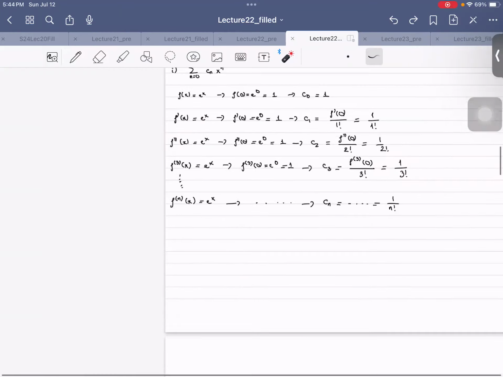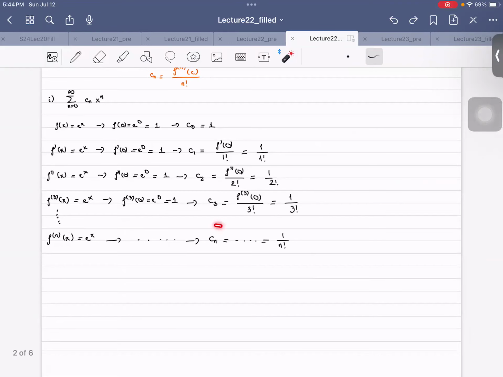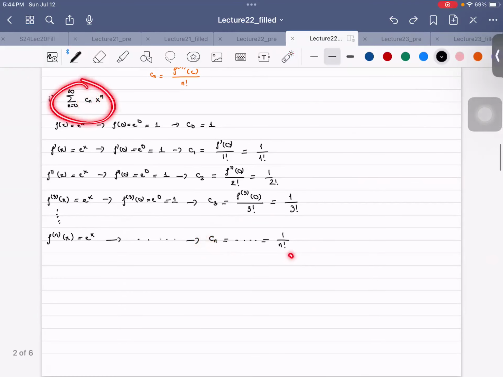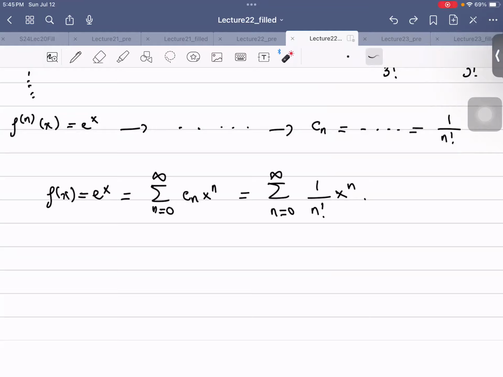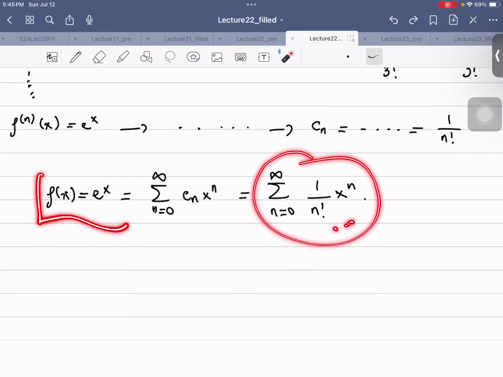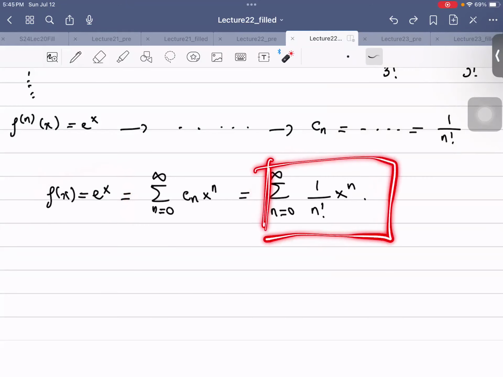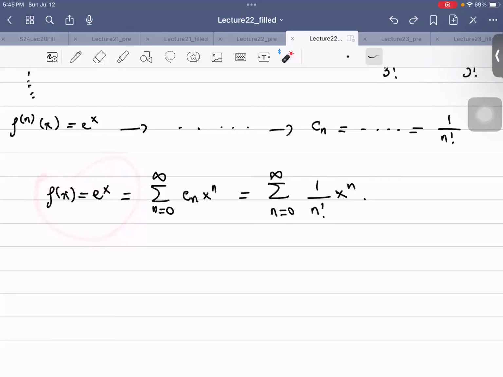So over here, you have figured out the pattern for Cn. And once you know Cn, you can write down your power series. So the function e to the x can be rewritten as the series of n starting from 0 to infinity, Cn x to the n, and Cn is 1 over n factorial. So this is the power series for the function. This is the Taylor series or the Maclaurin series for the function e to the x.